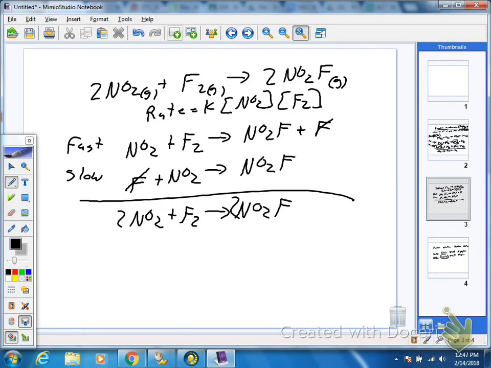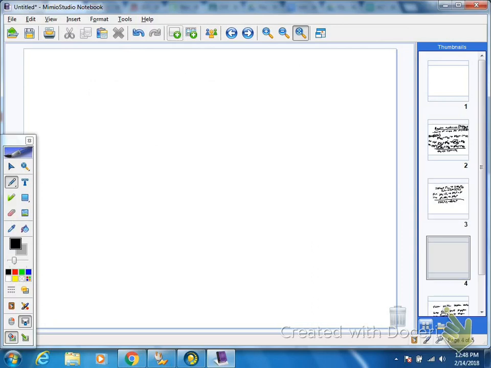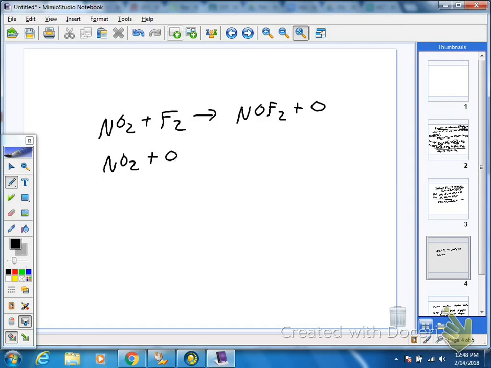So, there's this. Now, turn over to page 492. This page says somebody else comes along and says, you know what, I've come up with a reaction mechanism that works too for this rate law. The one I've come up with says that NO2 will collide with F2. And what happens is NOF2 is formed plus an oxygen atom. But then NO2 will collide with that oxygen atom, and the oxygen atom makes NO3.